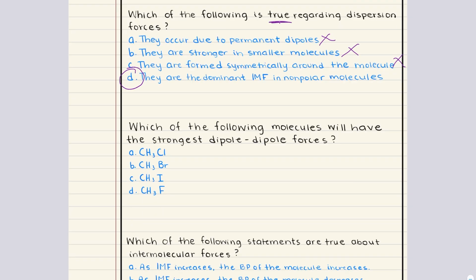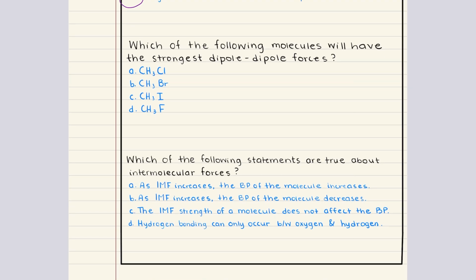The next problem says, which of the following molecules will have the strongest dipole-dipole forces? To determine the strongest dipole-dipole forces, we need to identify which of these molecules is the most polar, since dipole-dipole interactions depend on the magnitude of the dipole moment. In other words, the larger the electronegativity difference, the stronger the dipole-dipole force.